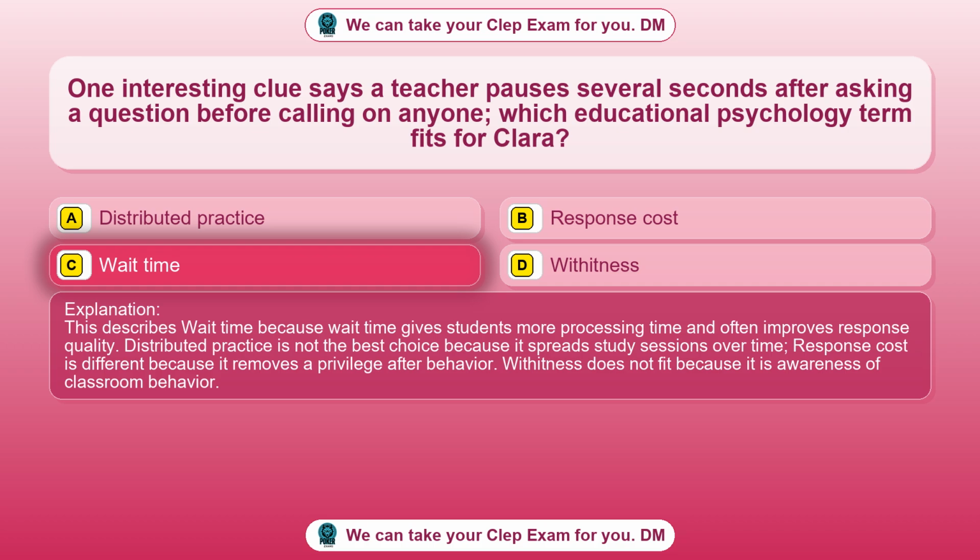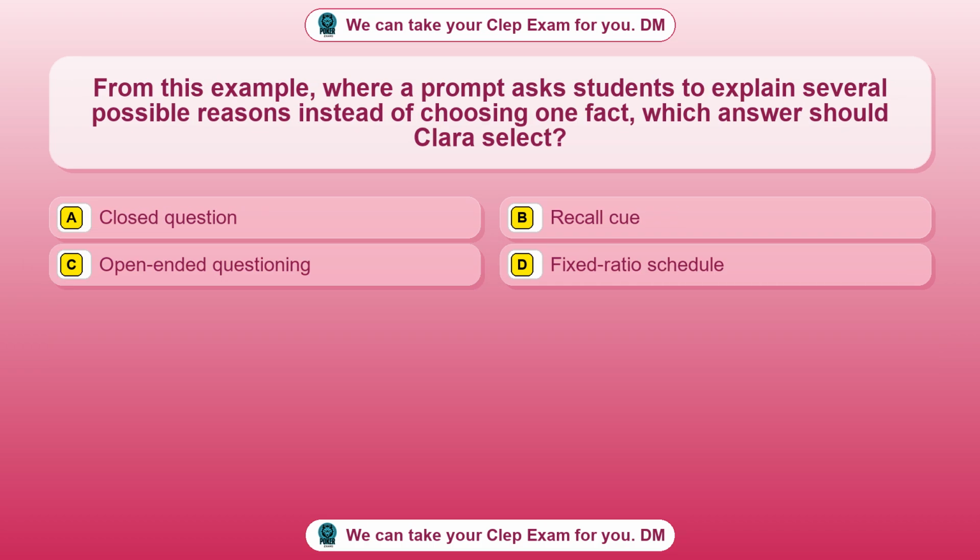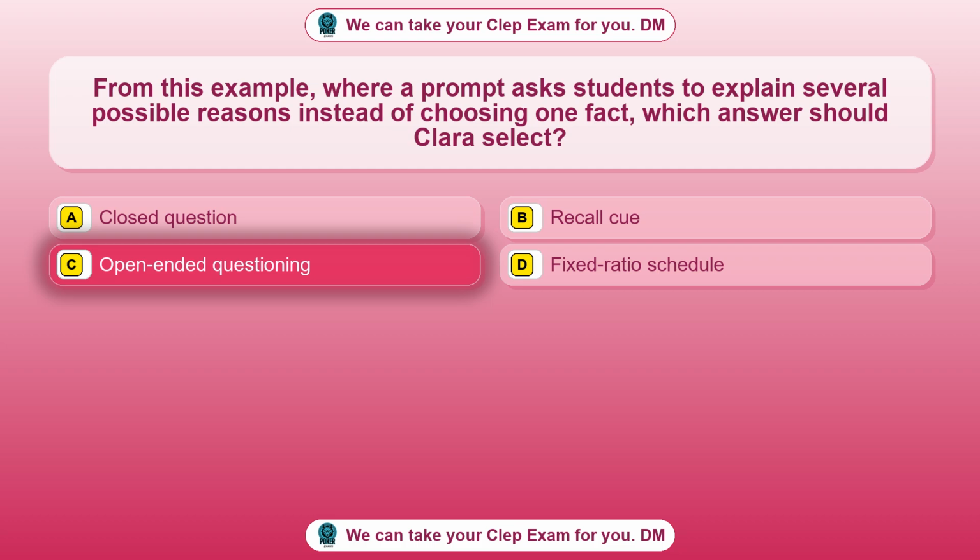Question 76. From this example, where a prompt asks students to explain several possible reasons instead of choosing one fact, which answer should Clara select? Option A, closed question. Option B, recall cue. Option C, open-ended questioning. Option D, fixed ratio schedule. The correct answer is option C, open-ended questioning.